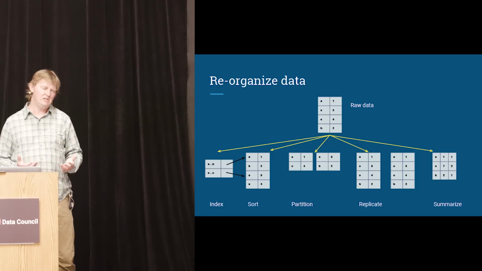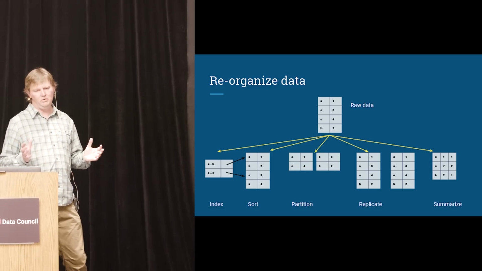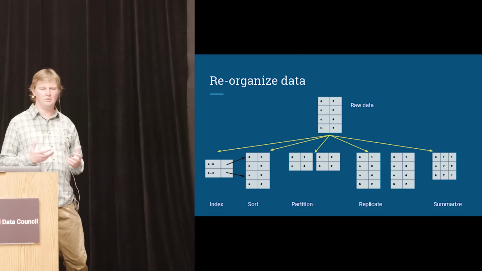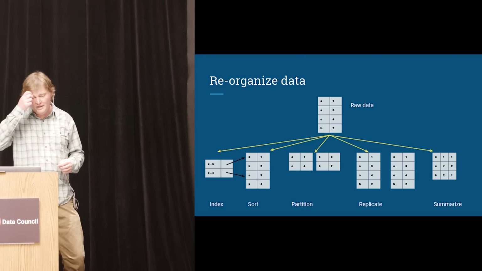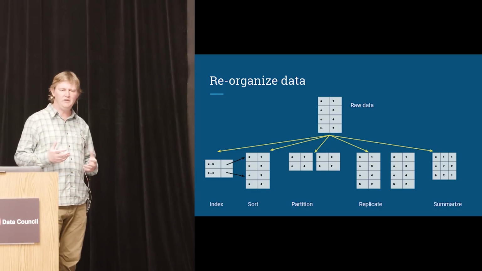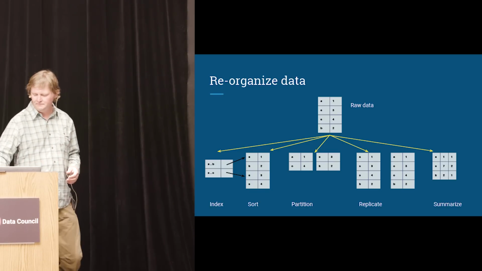And then lastly, summarization, which is creating a table which is grouped by, or rolled up on quarter or month or department or whatever. These are all tricks that are creating redundant copies of the data. Often it's the whole data set, or perhaps it's created by some query on the data set.